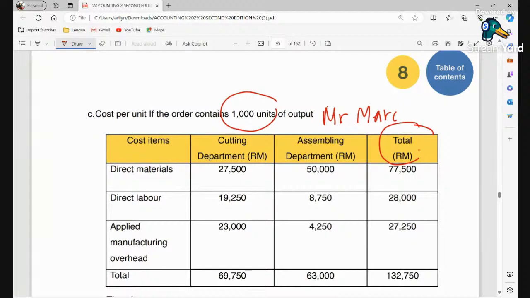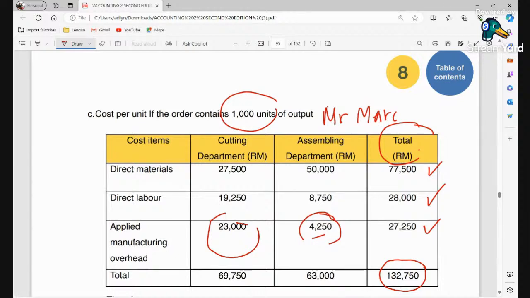So you need to add up the amount. Okay, so direct materials for cutting and assembling department, total dia ialah 77,500. Okay, and then for direct labor, total dia ialah 28,000. And then for applied manufacturing overhead, this is the one that you calculated just now using the POR. Okay, kita akan dapat nilai dia 27,250. Okay, so total untuk keseluruhan will be 132,750.